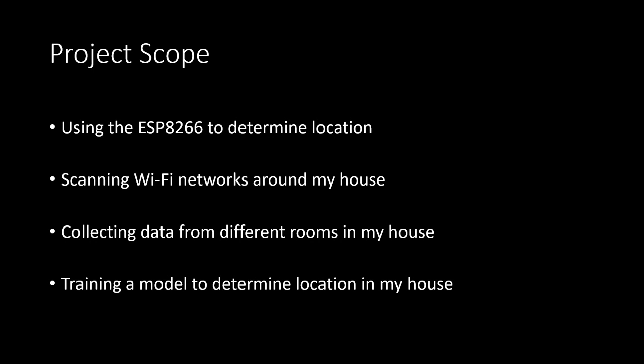So the scope of this project, I'm using the ESP8266 microcontroller to determine location. I'm scanning the Wi-Fi networks with that chip around my house, so mine and my surrounding neighbors. And I'm collecting data from different rooms in my house. And then I'm going to train a model to determine the location in my house based on the Wi-Fi networks the chip can see and the strengths of those Wi-Fi networks.